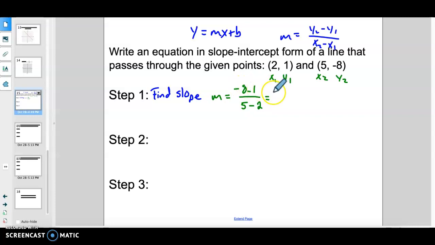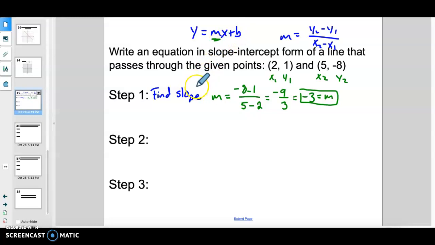So negative 8 minus 1 is negative 9. 5 minus 2 is 3. So negative 9 divided by 3 is negative 3. So my slope is negative 3. So I found the m. Now we need to find the b.